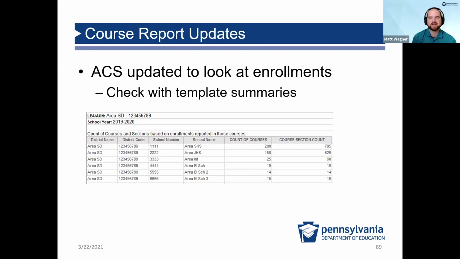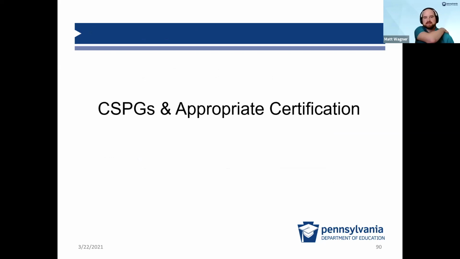And then same thing for course section. If you check your course instructor template summary and your numbers don't match, that means you have a course and a course instructor somewhere, but no enrollment in that class. This way, it will allow you to justify and make sure that you are showing the right amount of courses and the right amount of sections overall that have enrollments, and you're not just adding blank data. And this also is now showing without core content. That was one big update too, now that we're showing every course that you are reporting and not just the core courses. So you can see everything that's there, making sure you're reporting every course and have the right number. Now on to CSPGs and appropriate certification.